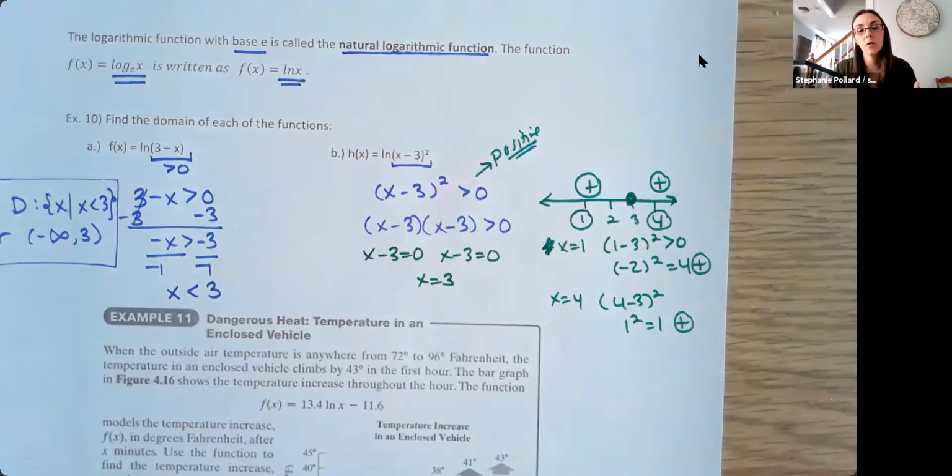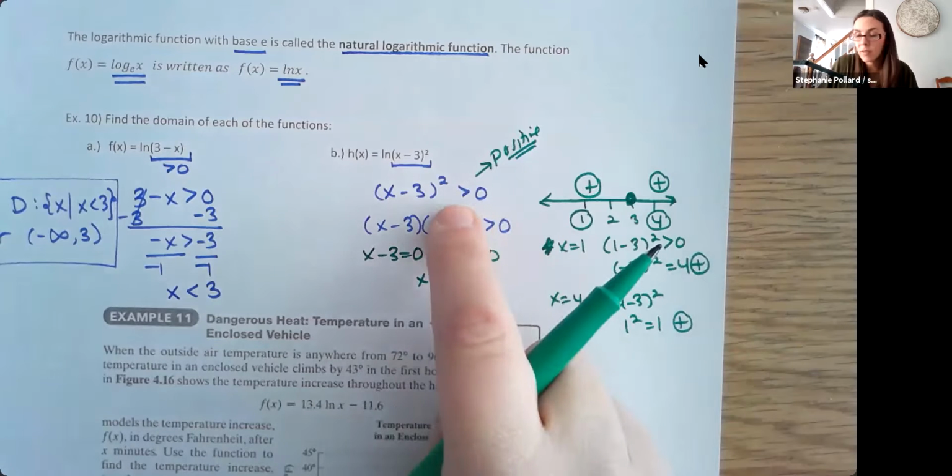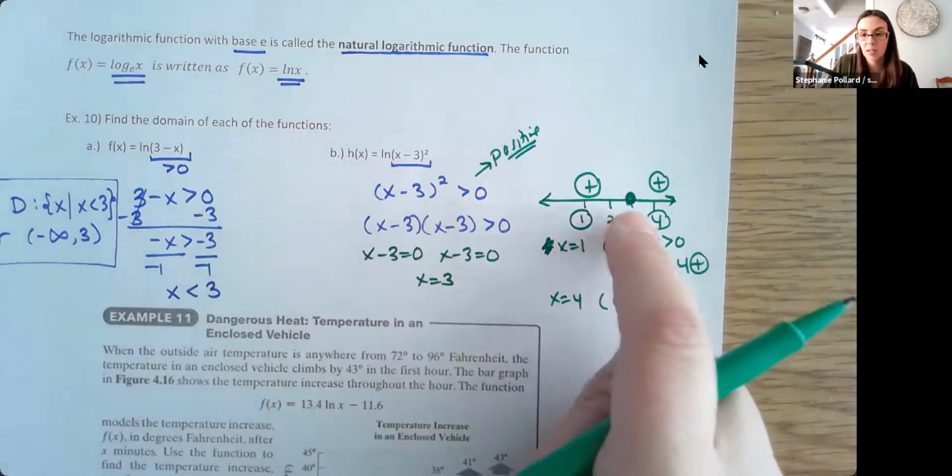And hopefully this makes sense. If you square something, it's always going to be positive. The only exception would be if the answer was 0. So there actually is one value to exclude here. Remember, I want to be strictly greater than 0. So that boundary point does not count.